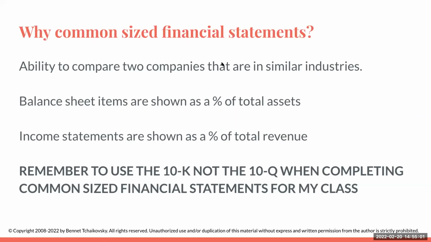So why do we use common sized financial statements? This gives us an ability to compare two companies that are in somewhat similar industries. If I take a look at Home Depot and Lowe's, I will notice that because they are in the same industry, they should have roughly the same percentage of total inventory, receivables, and the like. When we do a common sized financial statement, balance sheets are shown as a percentage of total assets. Income statements are shown as a percentage of total revenue.